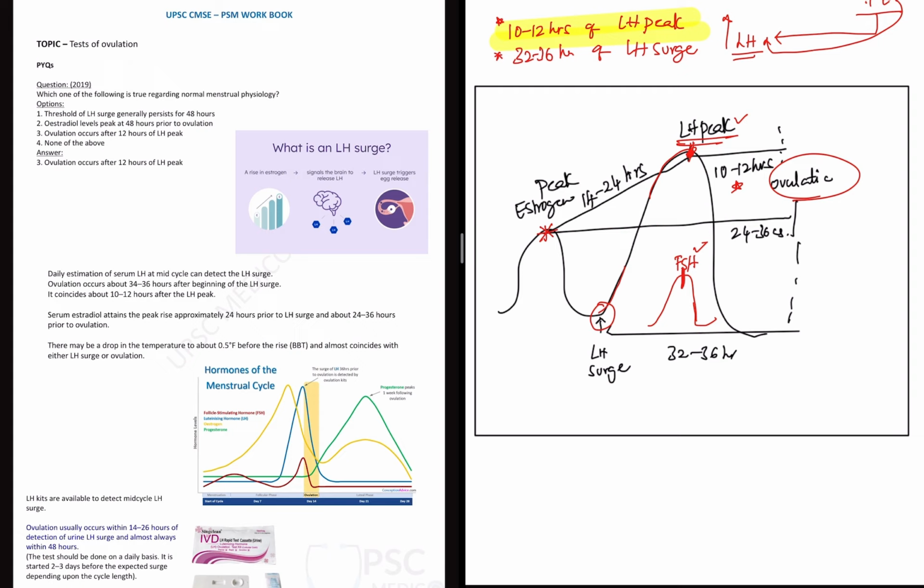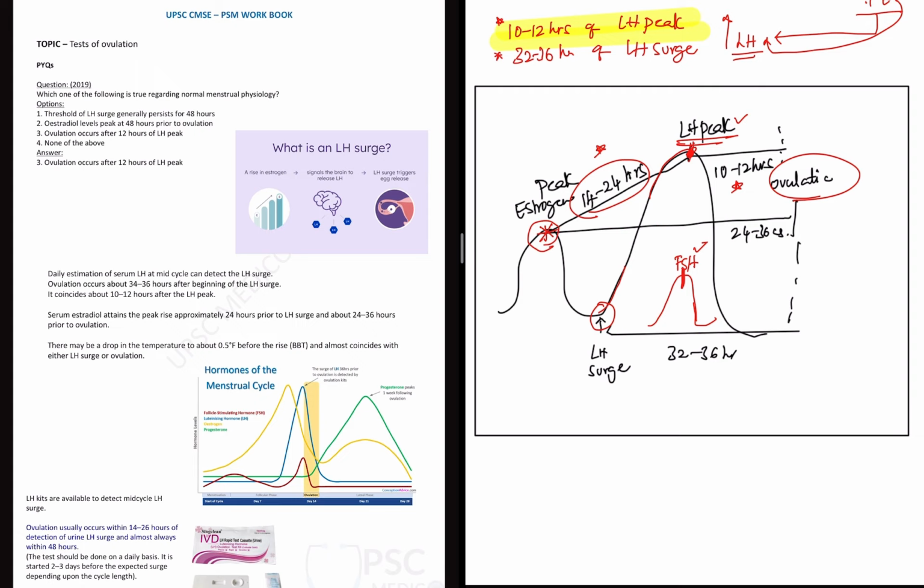Okay, and the time period between estrogen peak and LH peak is 14 to 24 hours, which is rarely asked, but again you need to remember. So I can say estrogen peak occurs 12 hours before LH peak. Estrogen peak occurs 12 hours before LH peak. Right?